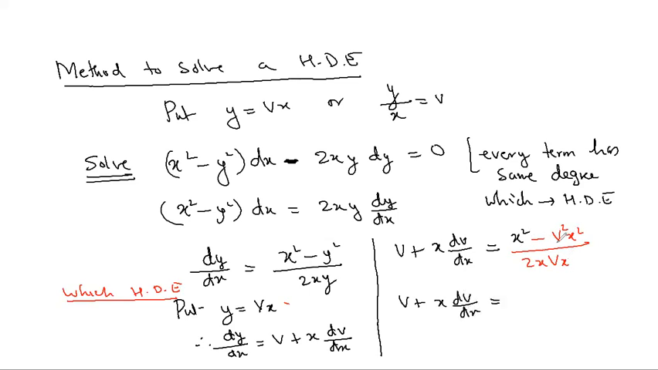Always you will notice when you substitute, x square will get cancelled in every problem. And x square is getting cancelled, that means it's degree 2. If only x is getting cancelled, degree 1. So x into dv by dx is 1 minus v square upon 2v, minus v.